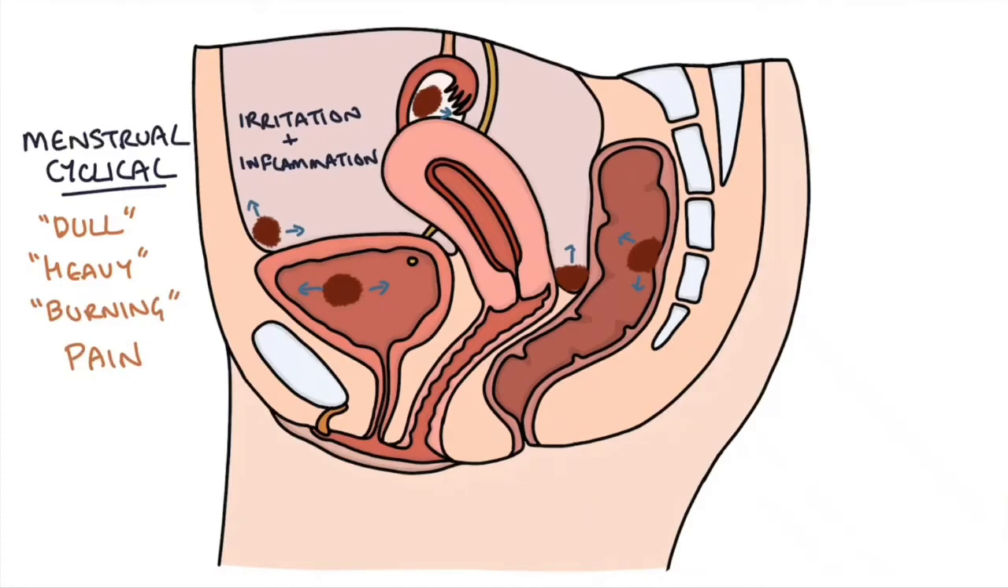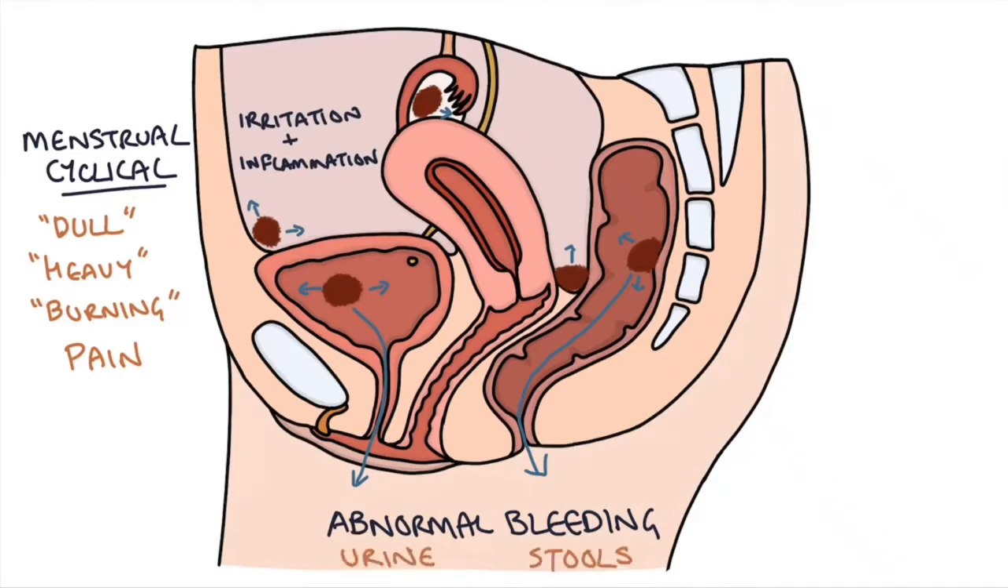And where you have deposits of endometriosis in the bladder or the bowel, this can lead to abnormal bleeding in these areas. So you could find that people with endometriosis in these areas have some blood in their urine or their stools during the time of menstruation.